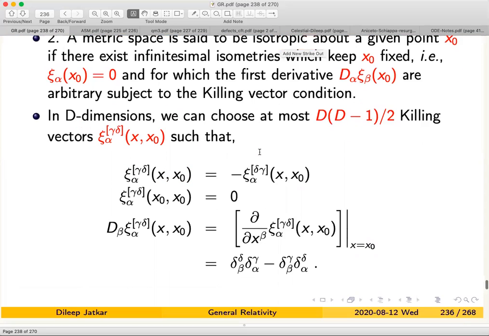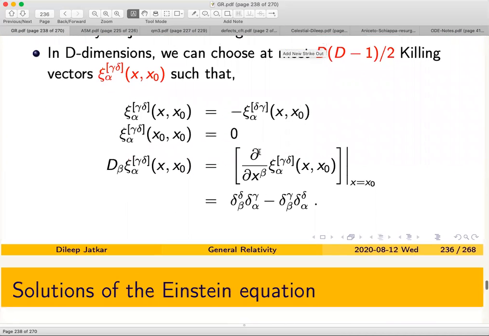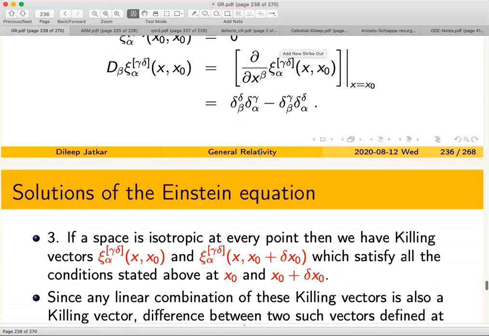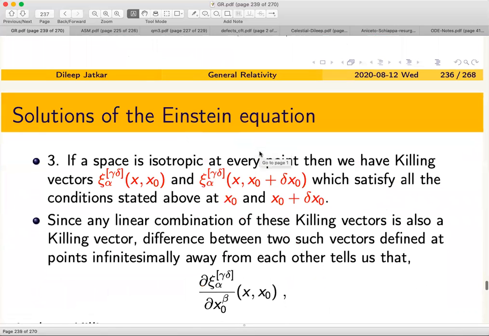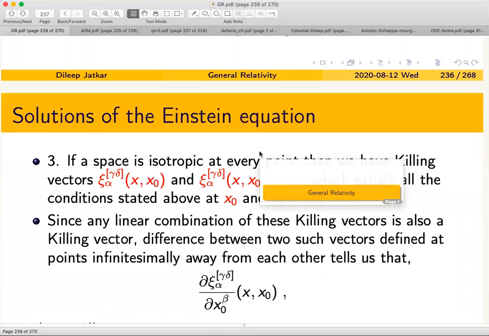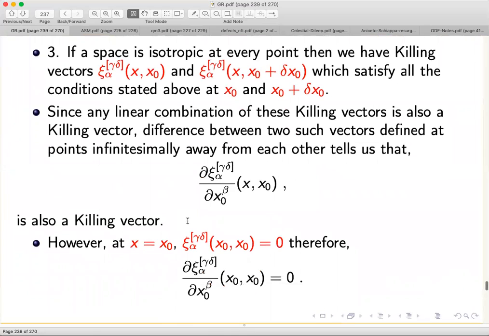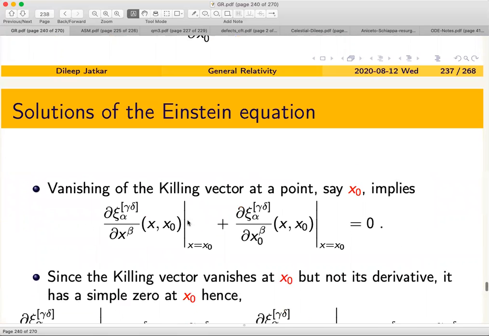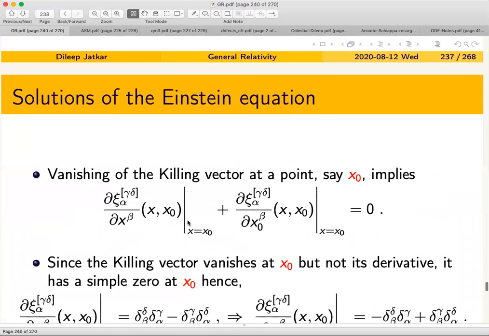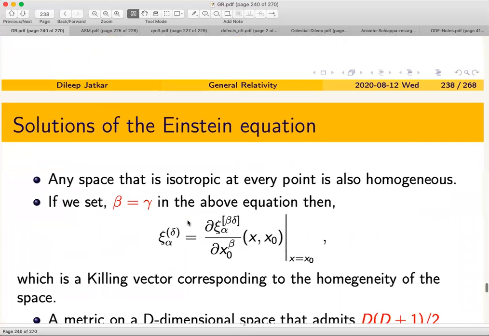Okay, so if the space is both translationally invariant and rotationally invariant about a point, then the total number of killing vectors that we would have is d into d plus 1 by 2. Okay, so this was the computation that we did last time.